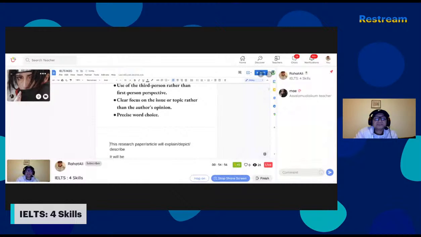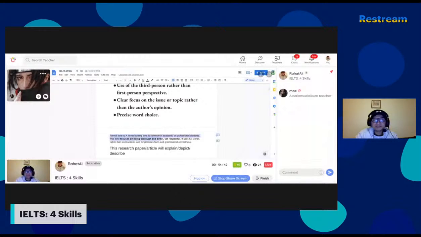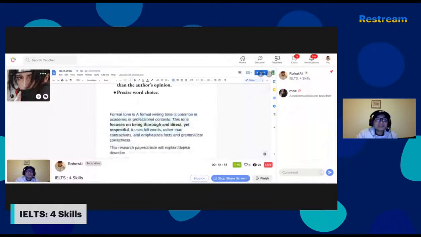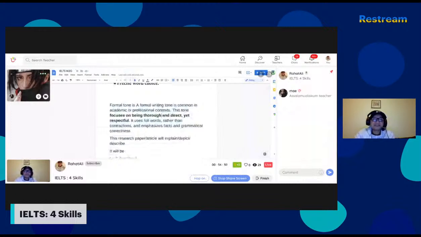Okay. The formal tone is basically a formal writing. I'm just making it a bit larger. Can you see that screen? A formal tone is a formal writing. Formal writing tone is common in academic professional context. This tone focuses. Are you using headphones? I don't know. I can hear the echo and it is breaking.